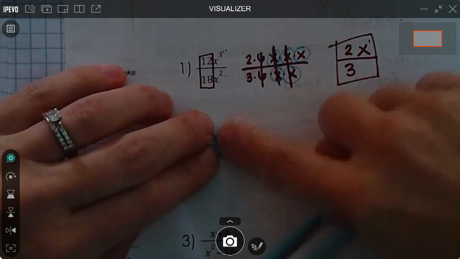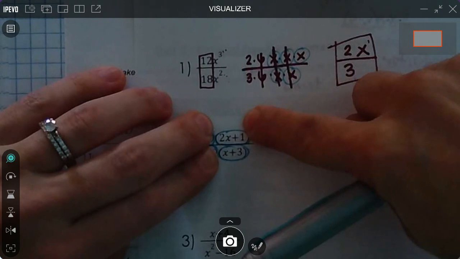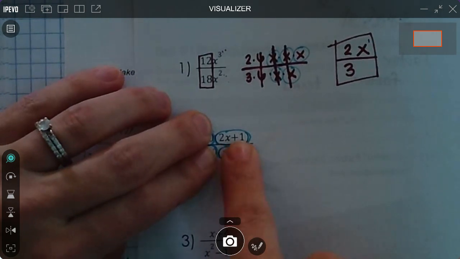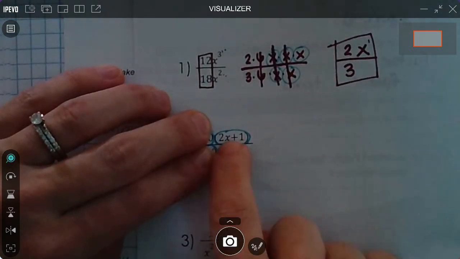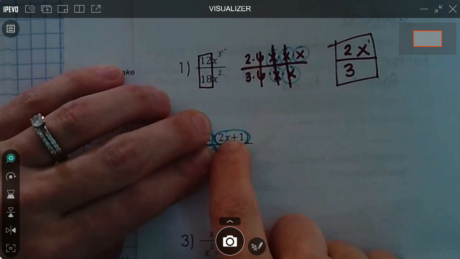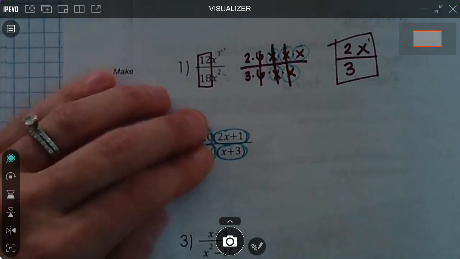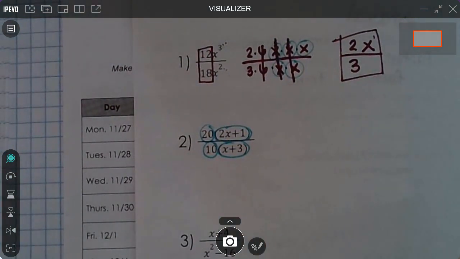Can either one of those cancel? Do you have an x plus 3 on top? Nope. Do you have a 2x plus 1 on bottom? So can you cancel any of those? Mm-mm. Is just x right there the entire factor? Mm-mm. That's a term. Okay, so there's the difference. You cannot do this right here. Okay? Watch. And this is very common. It's okay. Because that x is part of a term, not the entire factor. Okay? Do you see the difference there?